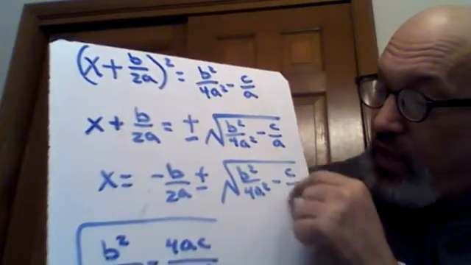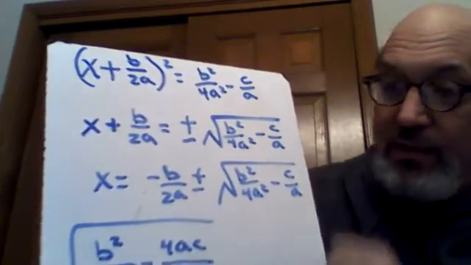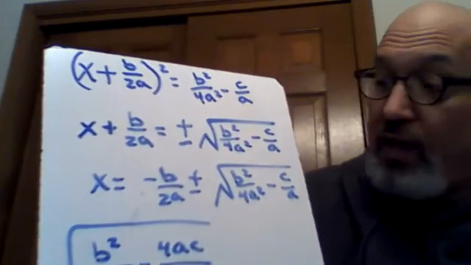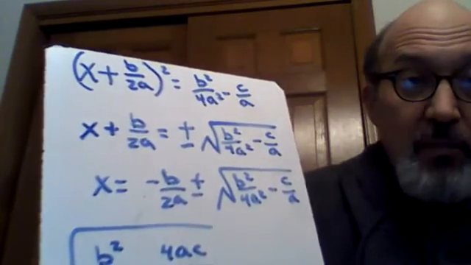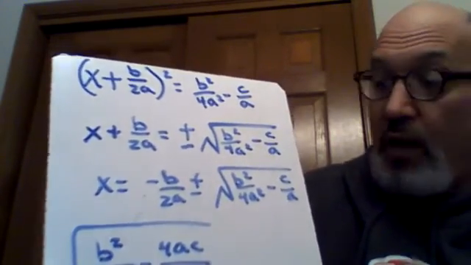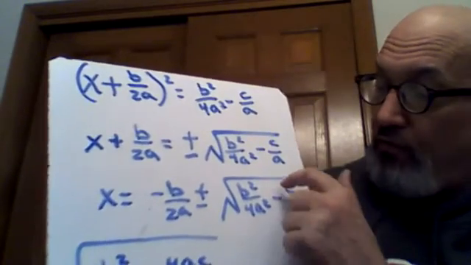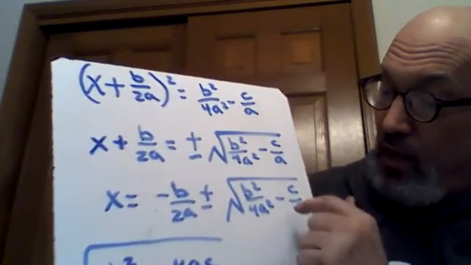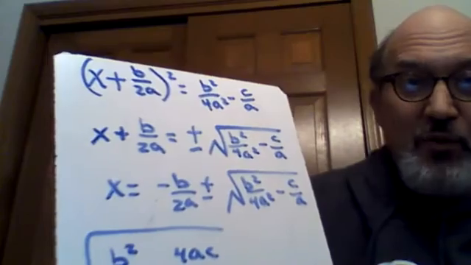And I've converted the minus c over a into an equivalent fraction that has 4a squared in the denominator by multiplying top and bottom here by 4a. 4a times c, 4ac. 4a times a is 4a squared. Now, of course, we can add those two fractions and get b squared minus 4ac all over 4a squared.